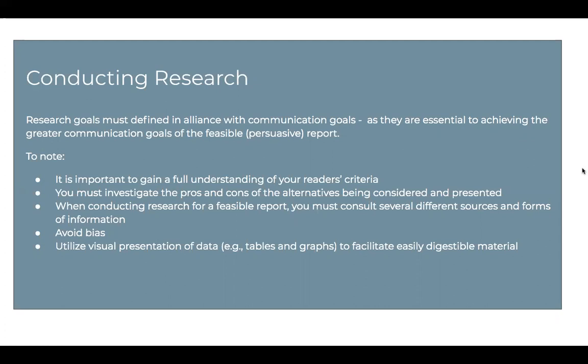And the last one is going to be utilizing visual presentation of data to facilitate easily digestible material. Oftentimes, these reports can be very heavy and dense, with a lot of numerical information. Just with anything, you want to incorporate graphs and tables, imagery to express the messages and data that you're trying to get across.